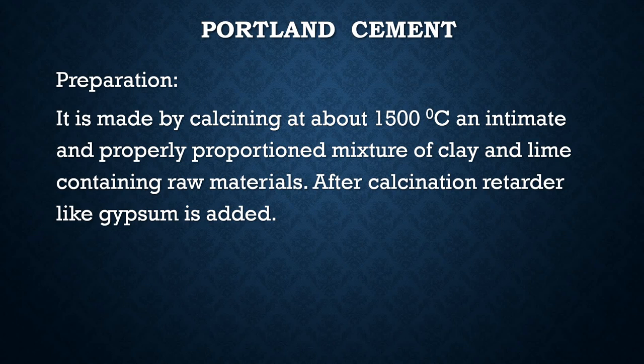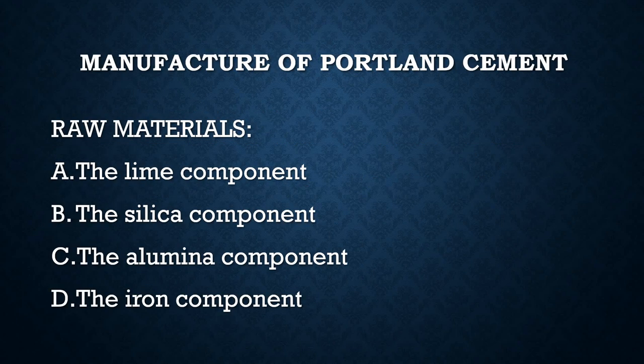Portland cement. It is made by calcining at about 1500 degrees centigrade a proportional mixture of clay and lime containing raw materials. After calcination, a retarder like gypsum is added because Portland cement would otherwise set very fast. In order to reduce its setting speed, we add a retarder like gypsum.